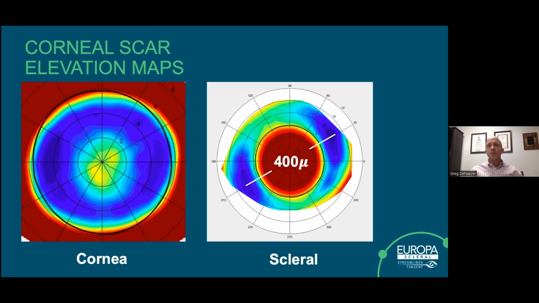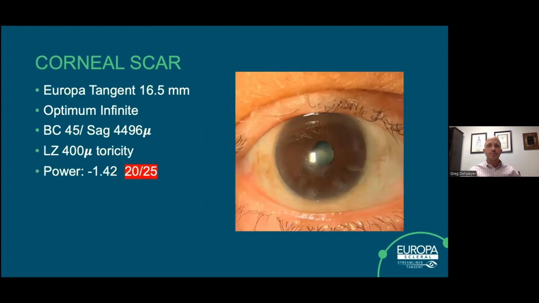And we can use software to measure the exact amount of scleral toricity. And for this eye, it happens to be 400 microns. Something interesting to note is that's approximately double the amount of scleral toricity that we might see for the average patient.